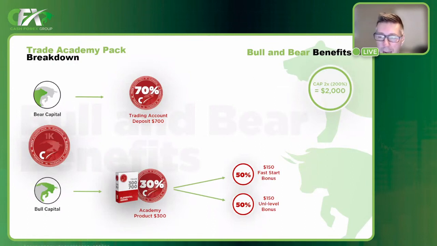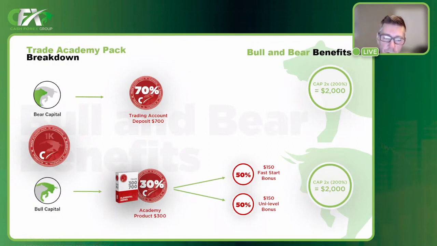We're going to talk about how the company can afford to do that in just a couple of minutes. But as you start to accrue fast start bonuses and unilevel bonuses, if you choose the option of sharing CFX with others, of course, you can make an additional 2 times or 200% the value of your trade package. So this means either earning $2,000 on a $1,000 trade pack or earning $4,000 on a $1,000 trade package.